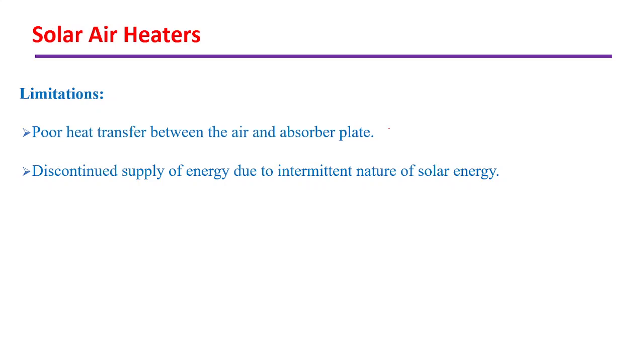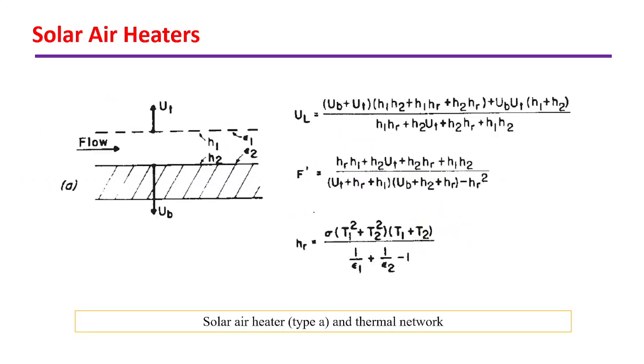But there are two limitations. One is poor heat transfer between the air and the absorber plate. The second thing is that the sunlight or solar energy does not remain the same throughout the day, so it may interrupt the efficiency. So two things come here: to study the efficiency of the system, and the overall losses of the system.